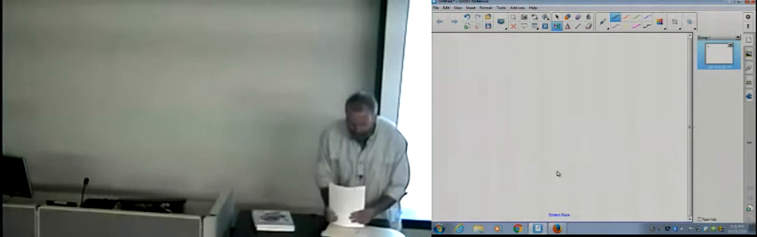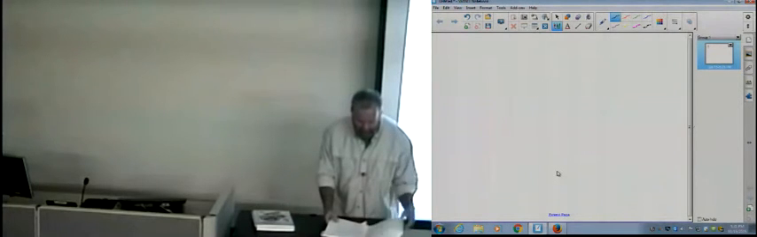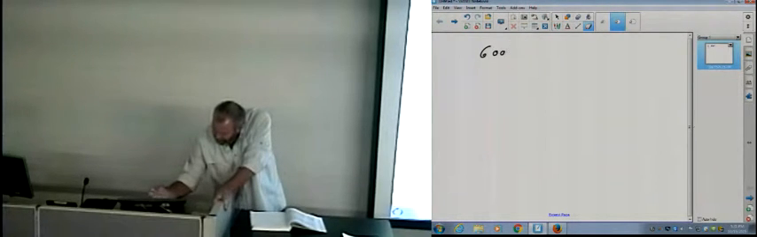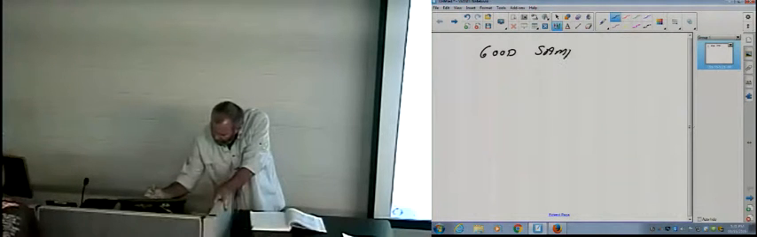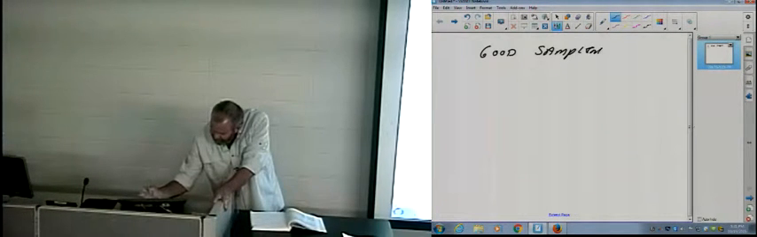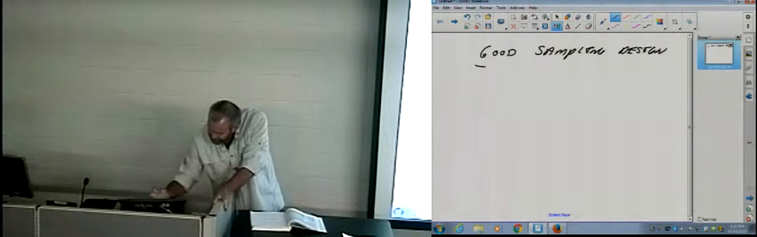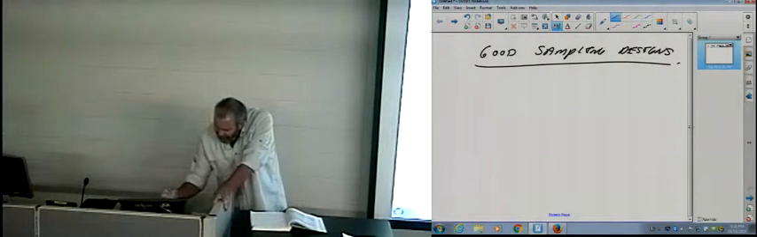So where we left off last Thursday is we were talking about sampling. We had good sampling designs. Remember, the sampling design is how you go about choosing your sample. I've got 3 of them up till now.